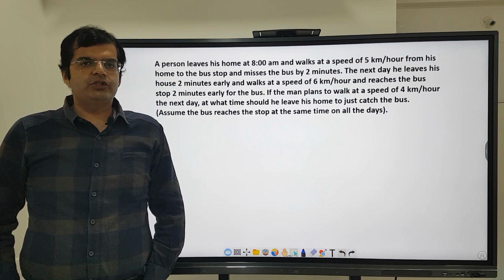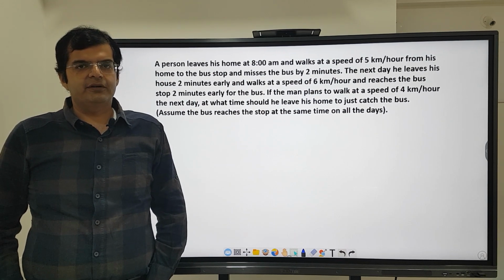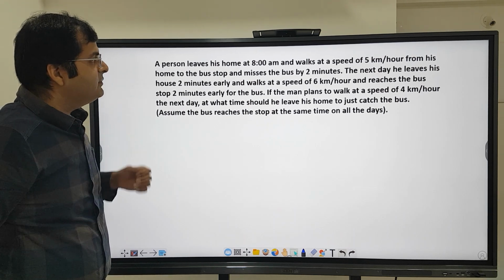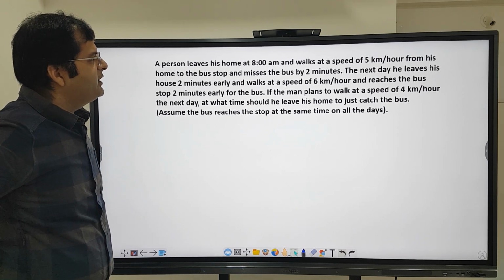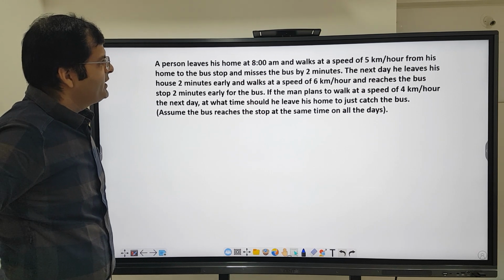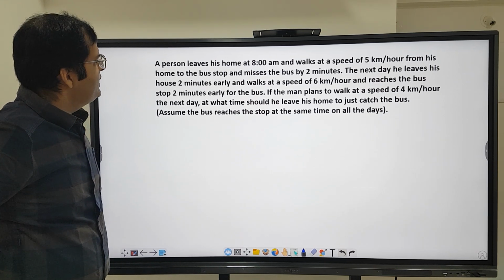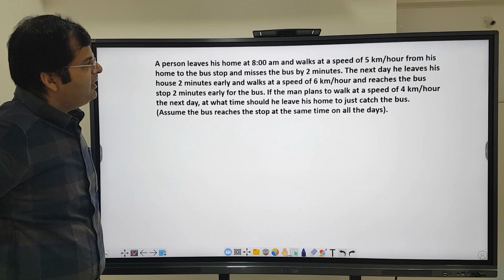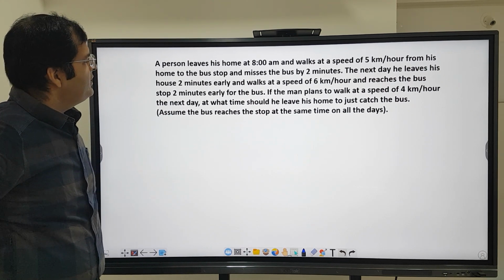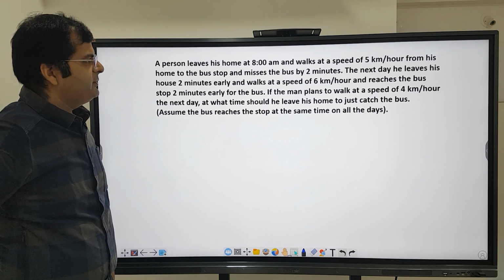So this is the 12th question of the time, speed, distance chapter. The question says a person leaves his home at 8 am and walks at a speed of 5 km per hour from his home to the bus stop and misses the bus by 2 minutes. The next day he leaves his house 2 minutes early and walks at a speed of 6 km per hour and reaches the stop 2 minutes early for the bus.